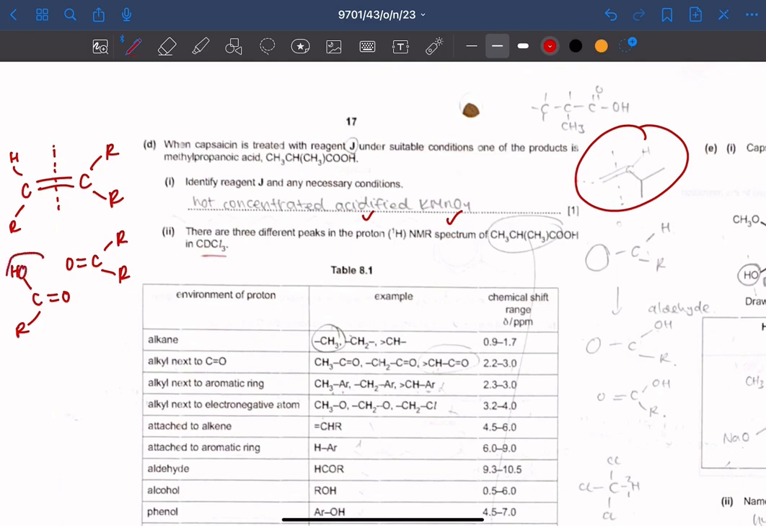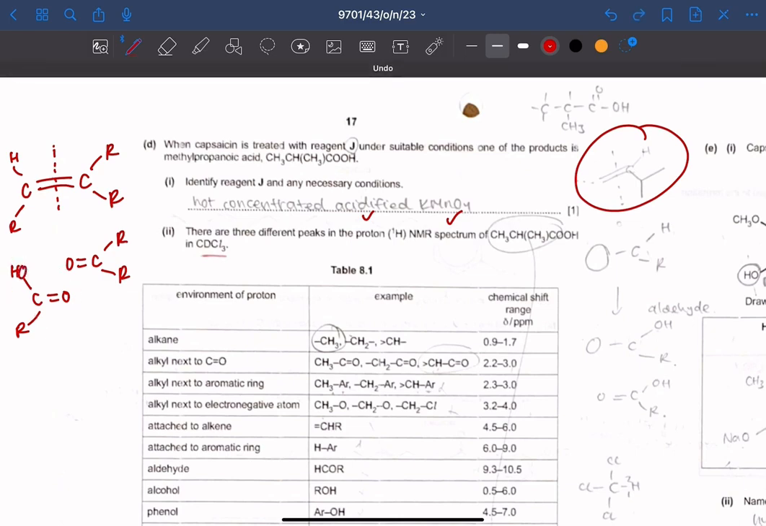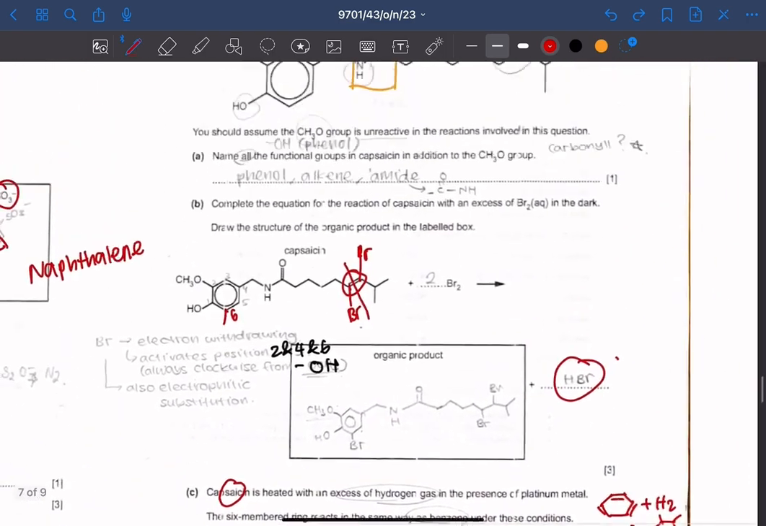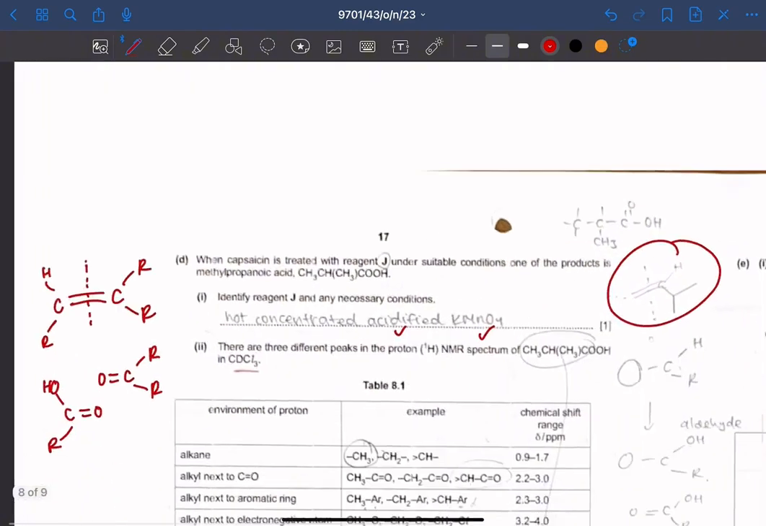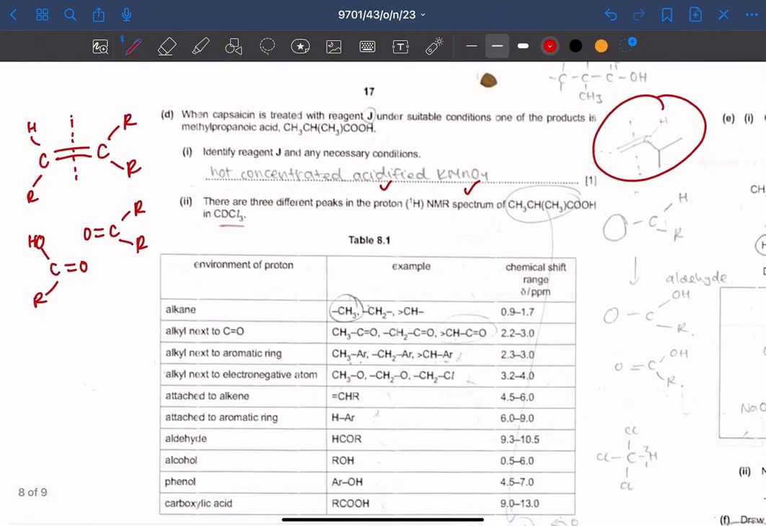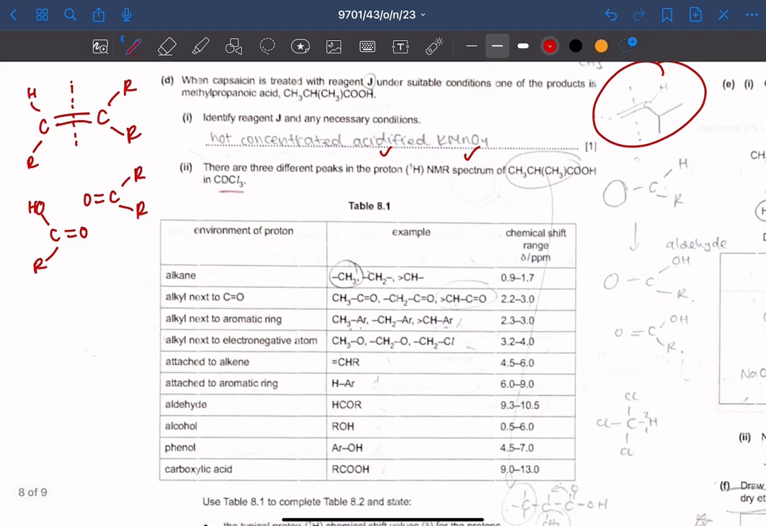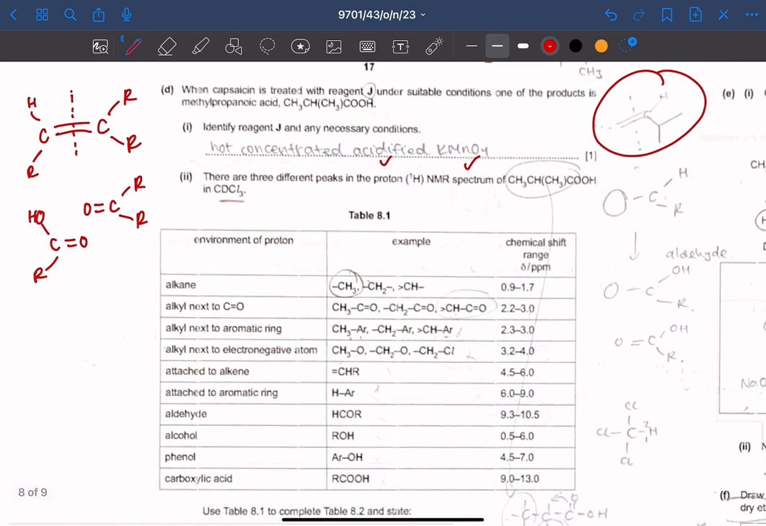And when the end of this capsaicin product is broken, this double bond is broken, it forms this compound C with OH, where C will form this compound, and therefore that compound is methyl propanoic acid. And so reagent J is hot concentrated acidified KMnO4. You should be complete and state that it is hot concentrated acidified to prevent risk of losing any more marks.